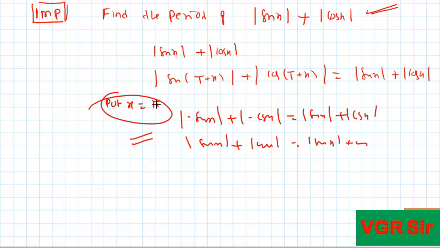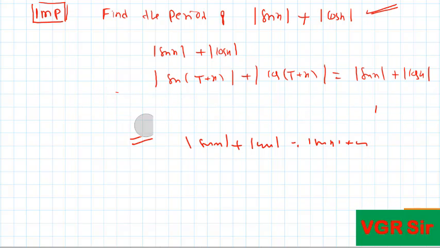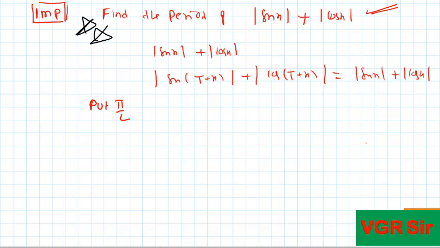But what is the important thing? That is not the least positive. It may be that there is another, lesser positive value. I will show you that pi is satisfying, but there exists another positive number which is lesser than that. Put pi by 2. This is an interesting problem. Okay, put pi by 2.